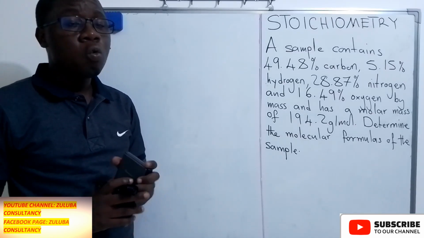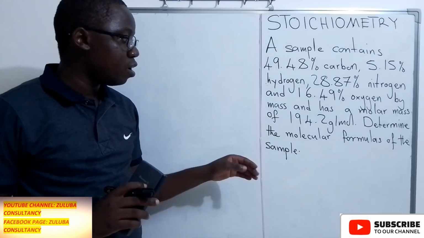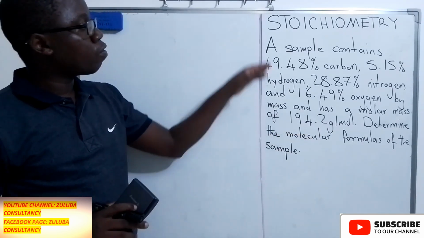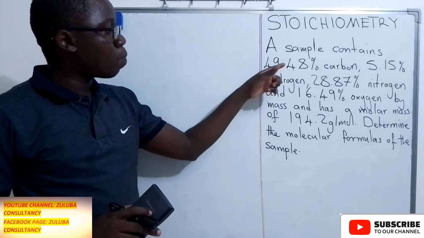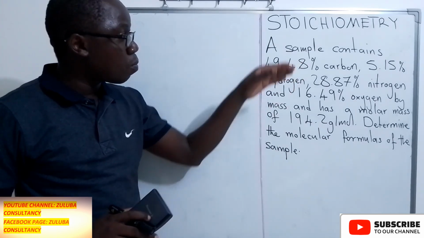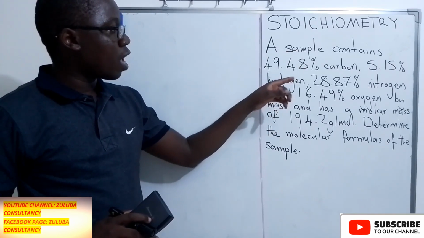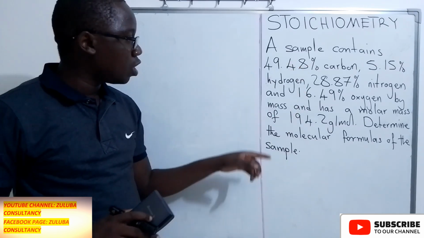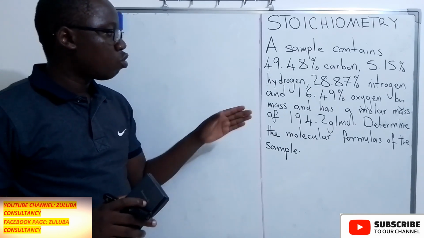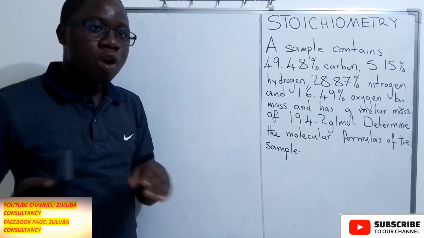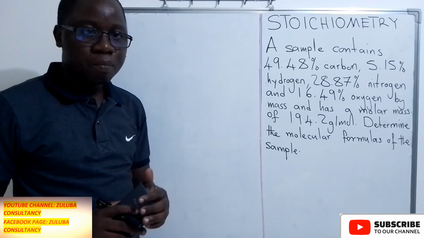In this video, we want to look at this question, which is demanding us to find the molecular mass of this sample. So the sample contains 49.48% of carbon, 5.15% of hydrogen, 28.87% of nitrogen, and 16.49% of oxygen. So let's see how we determine the molecular formula of this sample.